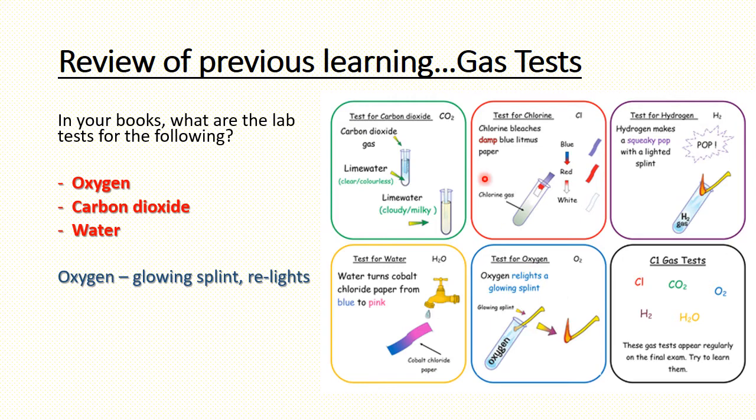Second test is the test for carbon dioxide. So this one hopefully you should remember, as you've done it a number of times in lessons. Here we put lime water into our sample of gas, and that lime water will start off colourless, and if carbon dioxide is present, the lime water will go from being colourless to cloudy or milky. You get this cloudy, milky precipitate that is created.